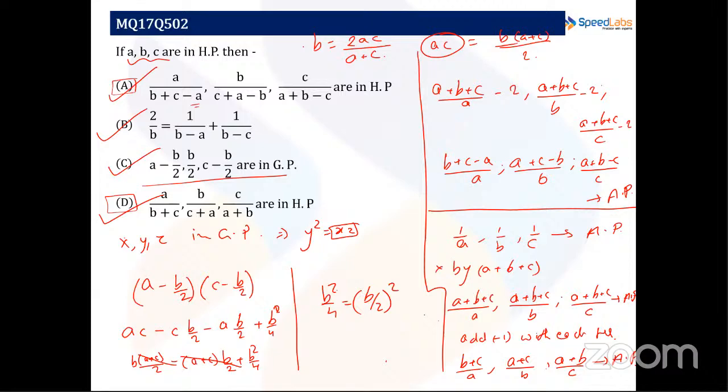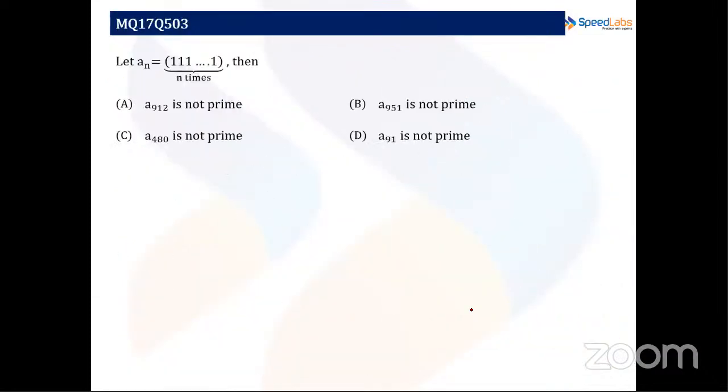So moving to the next question. We are given a_n equals 1, 1, 1, 1, 1, n times. Then we need to check for all these terms whether they are prime or not.